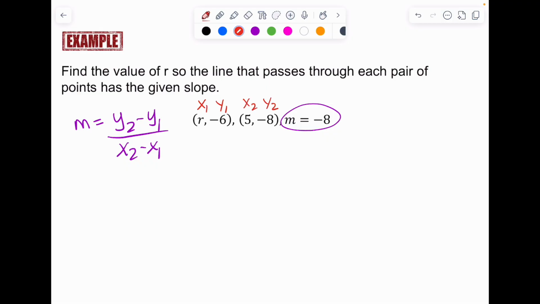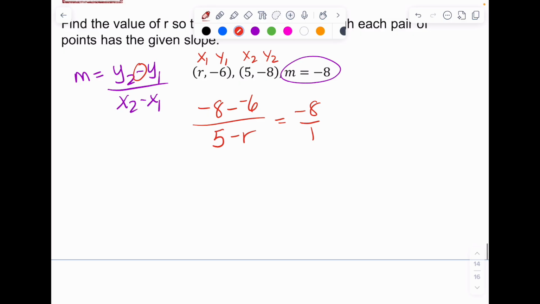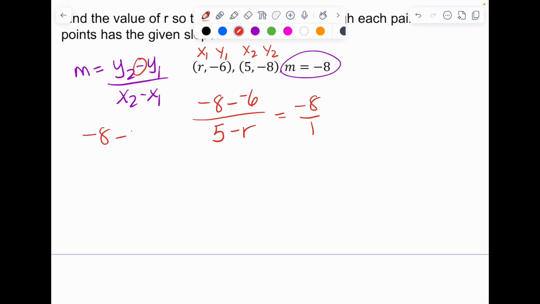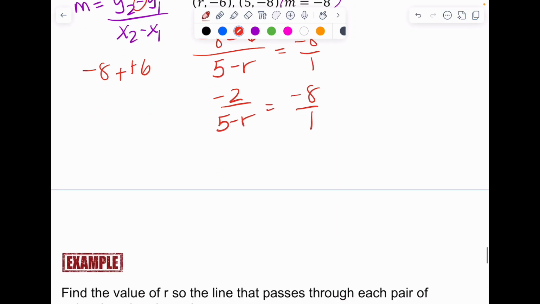So when I use my slope formula, -8, carry down the subtract, -6 over 5 minus r. We have to set that to -8 or -8 over 1 if that's helpful. Well, when we take a -8 minus a -6, we get a -2. And now you have a proportion like we solved in the last unit. So I need to take -8 times 5 minus r, and that's going to equal -2. I'm going to distribute. So I have -40 plus 8r equals -2.